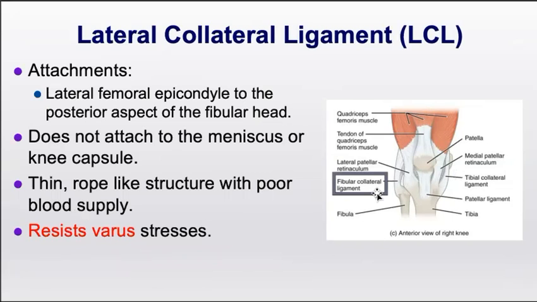The LCL, or the fibular collateral ligament, is on the lateral side of the knee, of course. It goes from the lateral femur to the lateral aspect of the fibular head. It does not attach to the meniscus, which, if you remember a few slides ago, I said that the MCL did. And the structure is very different than the MCL. The MCL is that paper-like flat structure. The LCL is more of a rope-like structure. It's thicker, and it's almost like a rope or like a pencil.